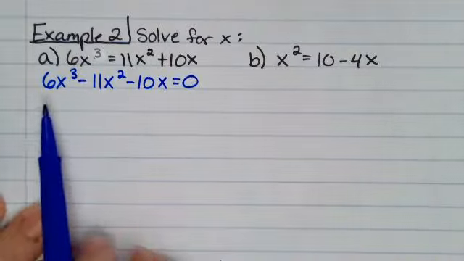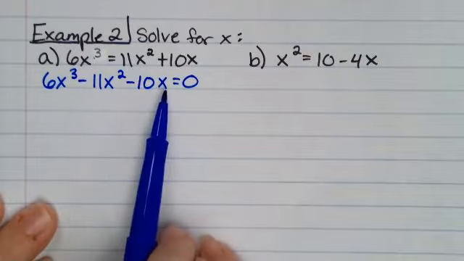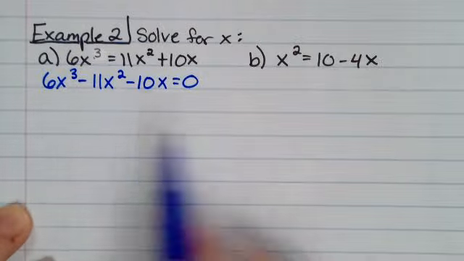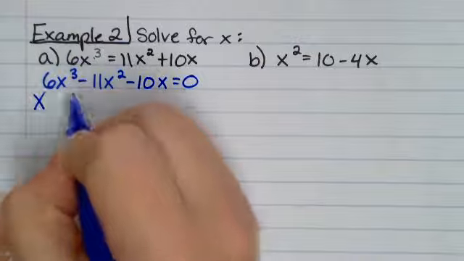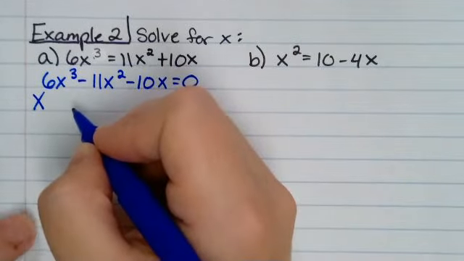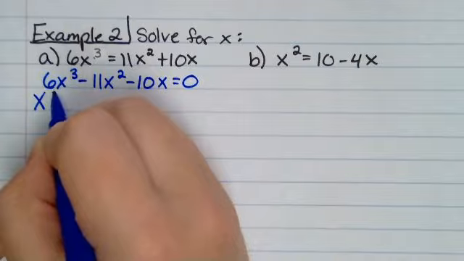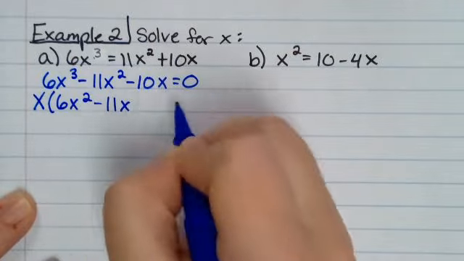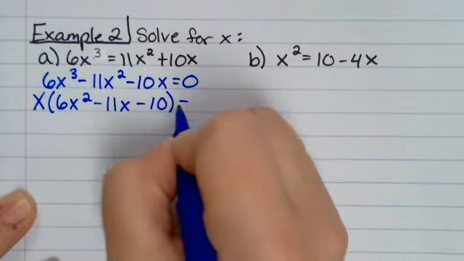But what I want you to notice is these 3 terms all have something in common. They all do have an x in them, and I can factor that x out, and that's going to really be the game changer on this problem. So we're going to factor that out. It's going to make 6x squared minus 11x minus 10 equals 0.